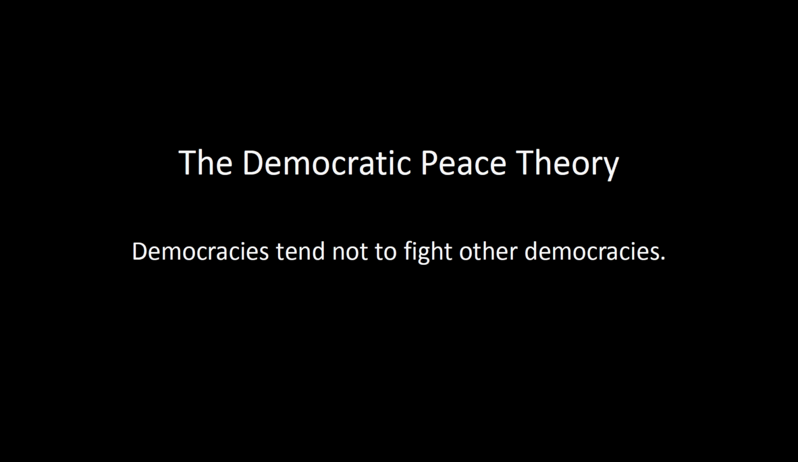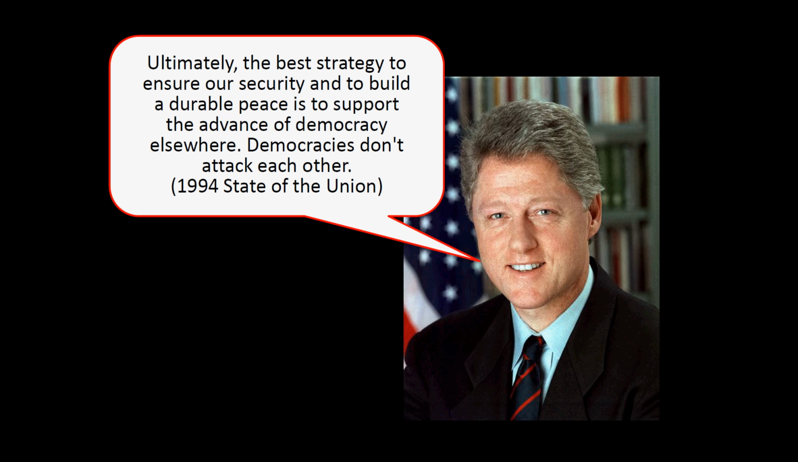And to see how this has proliferated into the political realm, I want to look at a couple of presidents here, the two presidents before Barack Obama. First, we're looking at Clinton here, and in the 1994 State of the Union address, he said that ultimately the best strategy to ensure our security and to build a durable peace is to support the advance of democracy elsewhere. Democracies don't attack each other.